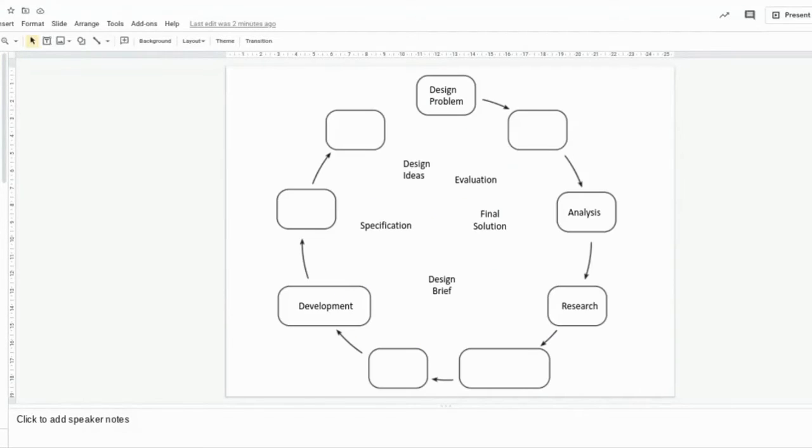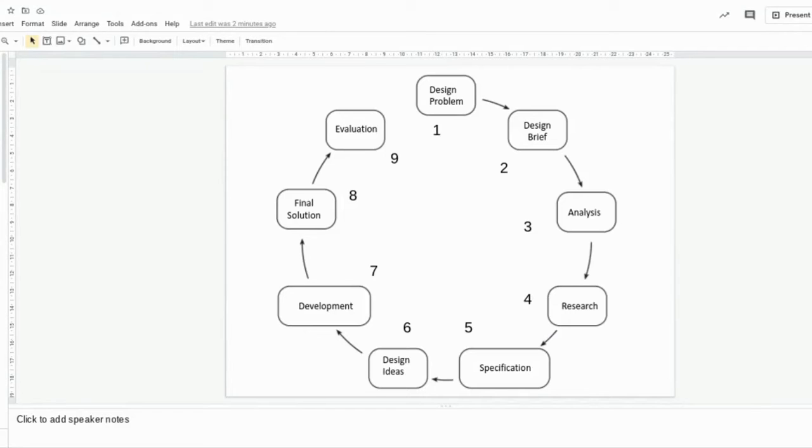Now, in an ideal world, I guess this is the sort of format that it would follow, where you understand, first of all, the design problem, then you come up with a design brief, you carry out some further analysis and research, and then you develop a specification. Now, it's probably not very often that you would follow that exact format, and really speaking, those arrows should have a two-pointed arrow where you can go back and forth between them.